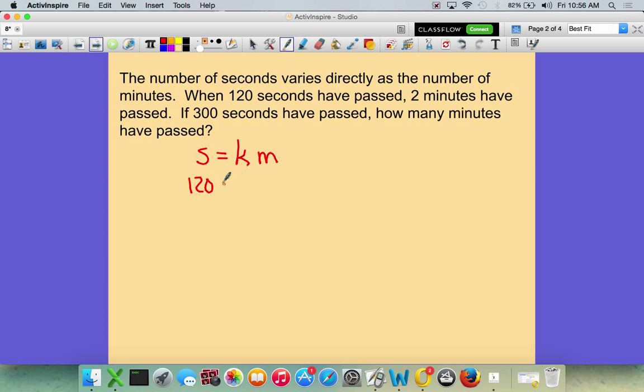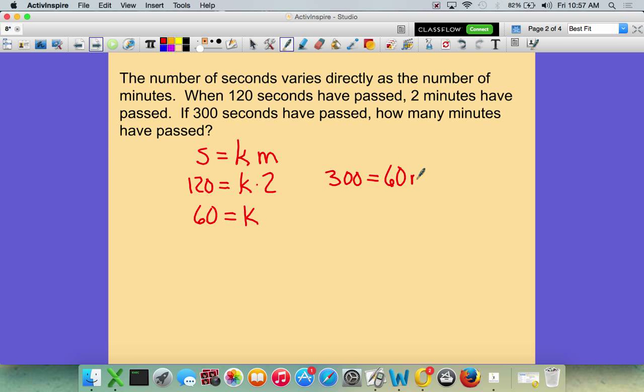120 equals k times 2. And then we have to solve for k. Well, we would divide by 2 here. And as we know, there are 60 seconds in a minute, and that's what this k value stands for here. Now we would use this k value to finish our problem. And we'd use the exact same equation. So 300 seconds have passed. Our k is now 60.